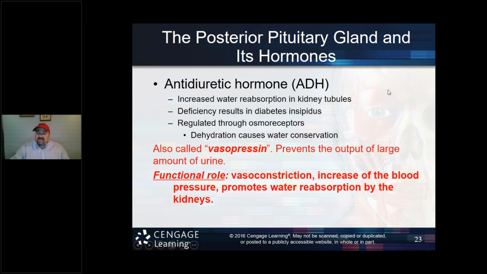So with a diuretic, you increase urine production. With an antidiuretic, you're going to conserve water. So write this down: it's a water conserving hormone. ADH, antidiuretic hormone, is a water conserving hormone. So as a result of conserving water, what is it doing? It's increasing water reabsorption in the kidney tubules. Okay.